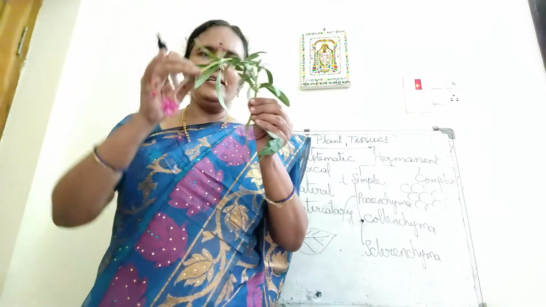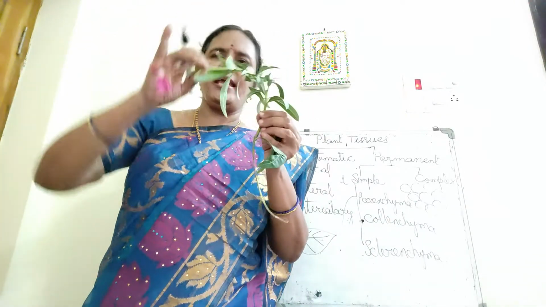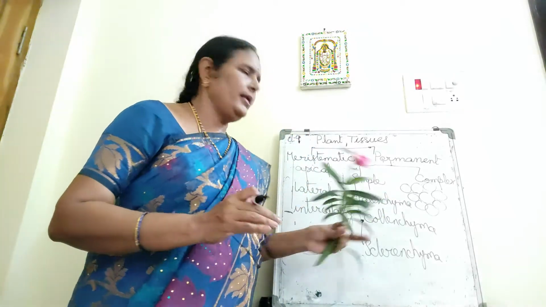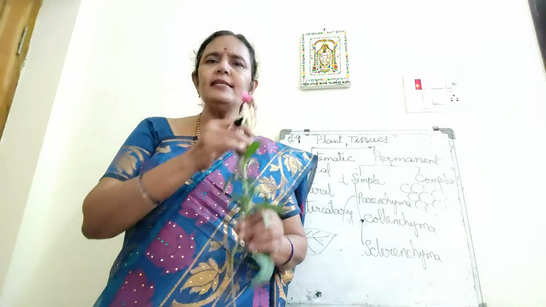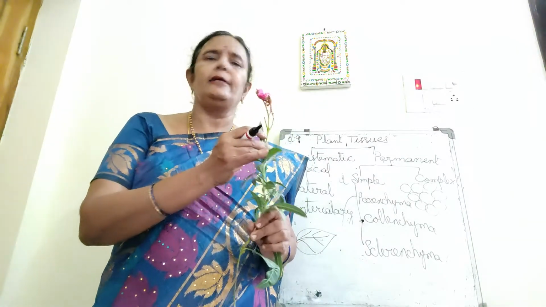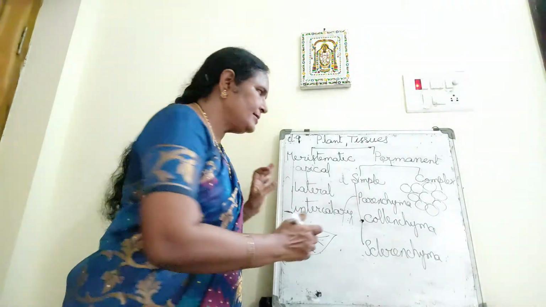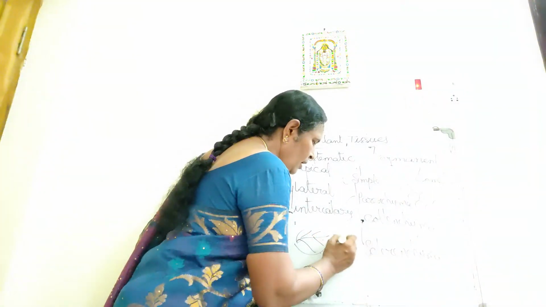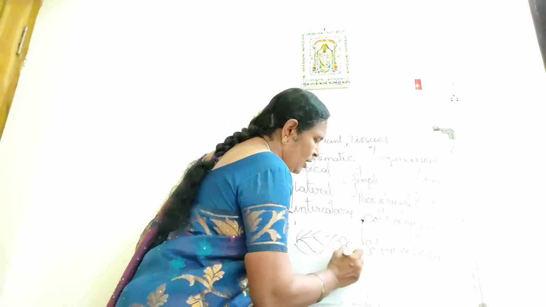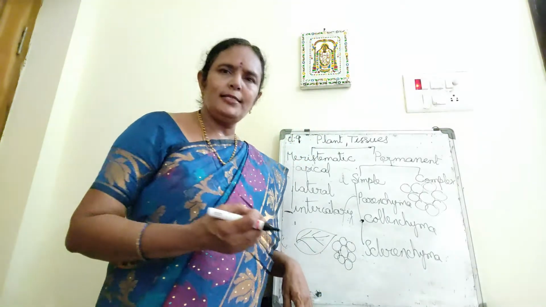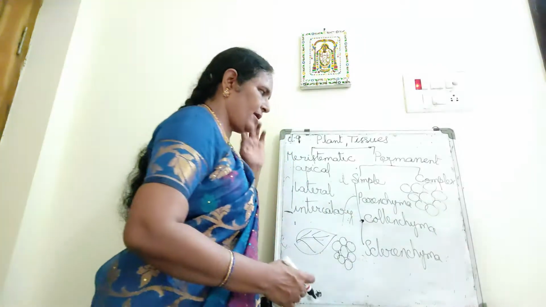See, we can bend this like this. It will not break. The flexibility is because of the collenchyma, and also it gives mechanical strength to stand erect. That is collenchyma. In collenchyma, the cells are close to each other with small intercellular spaces.